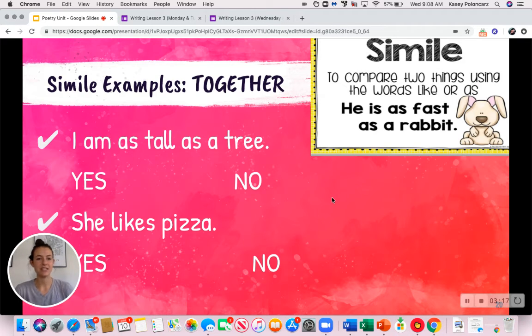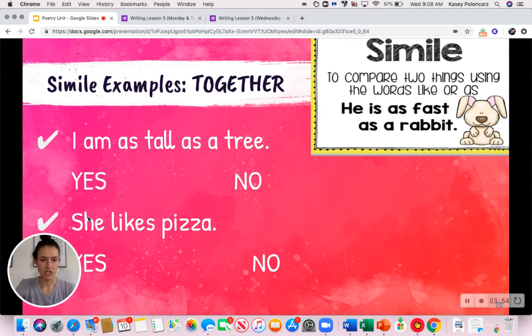Okay, so we're going to do this together. The first example, I am as tall as a tree. Is this a simile? Yes or no? I want you to explain why. So everybody should have said, yes, I am as tall as a tree. It is comparing yourself to a tree because it's super, super tall, and it's using the words like or as. So it's comparing, and it's using like or as. So that means, yes, it is a simile.